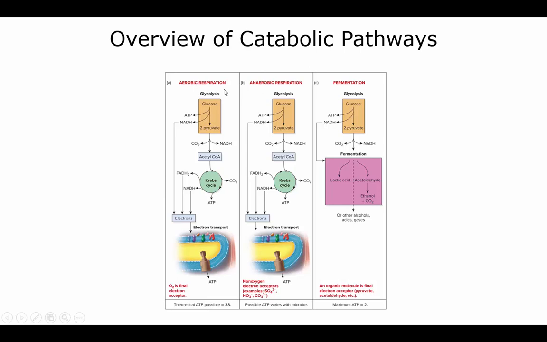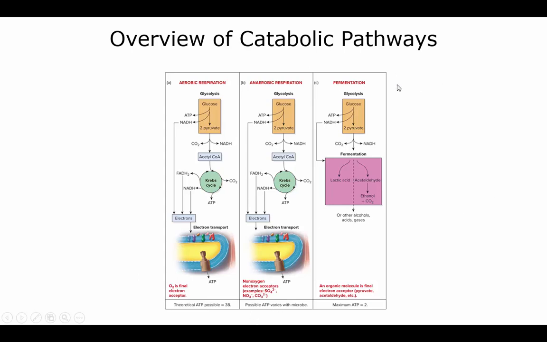So we have aerobic, where you have glycolysis, the Krebs cycle, and electron transport, reminding you that oxygen has to be available, and it's going to generate 38 molecules of ATP. There's anaerobic, again with glycolysis, the Krebs cycle, and electron transport. The biggest difference you see here is that oxygen is not the electron acceptor, it's some other type of molecule, and then again ATP numbers can vary.